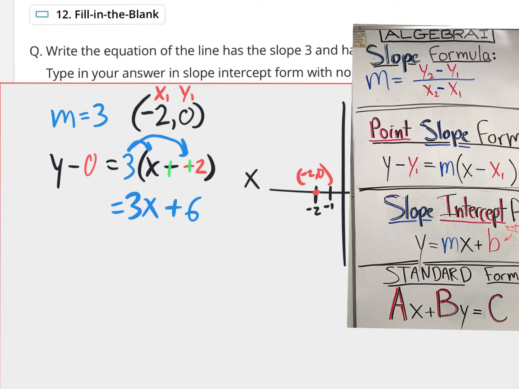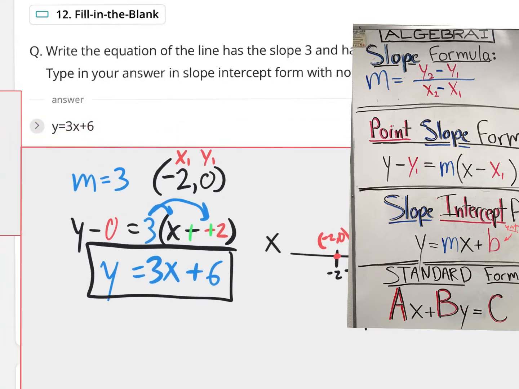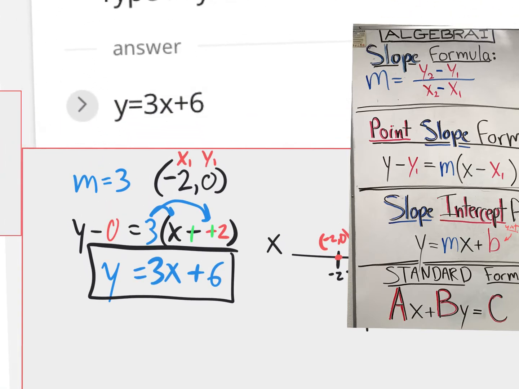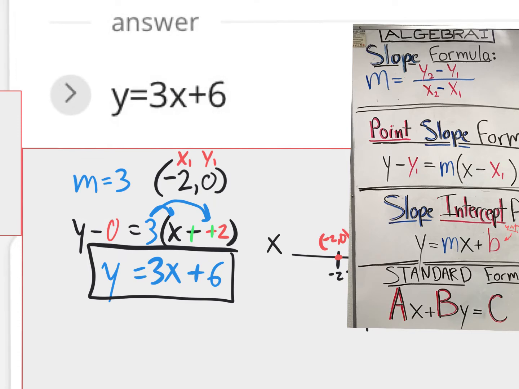And what do we have over here? We have a y take away 0. Is the take away 0 necessary? Absolutely not, because y take away 0 is just y. So believe it or not, we are done. This is your slope-intercept form equation, y equals 3x plus 6. If we check our answer right here, there it is, y equals 3x plus 6. Please type it in like this with no spaces between your terms.